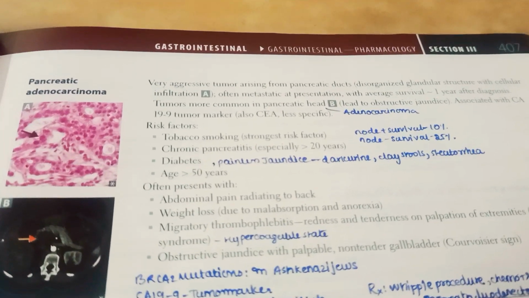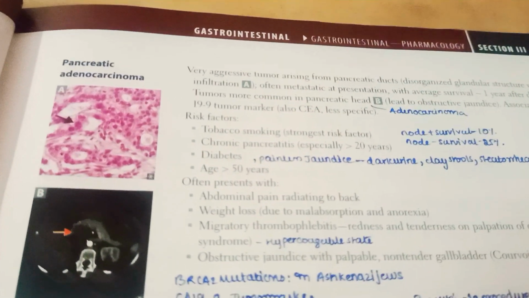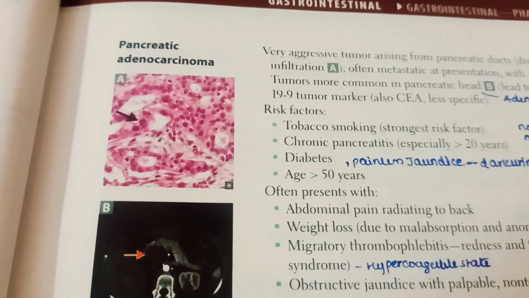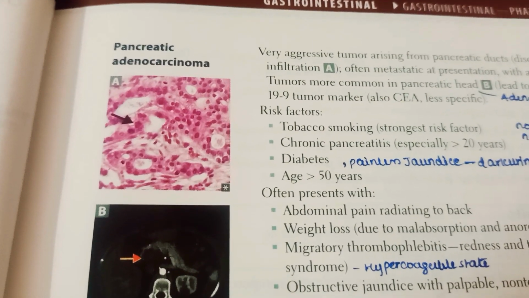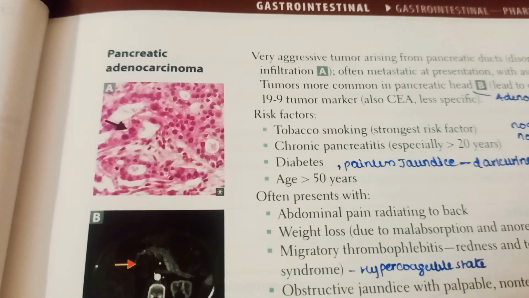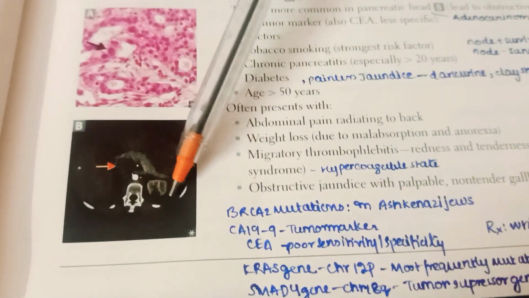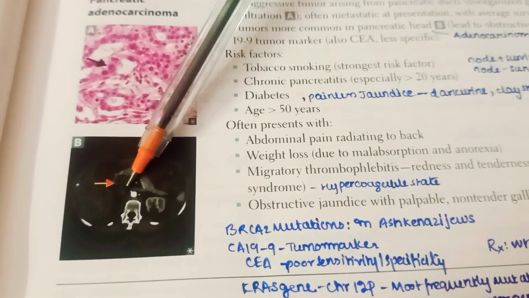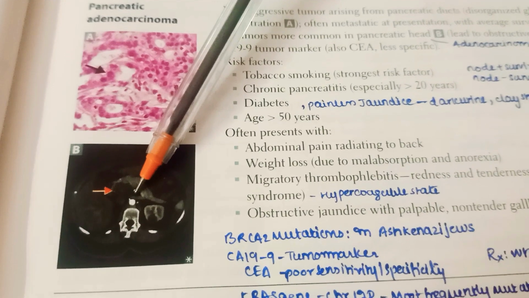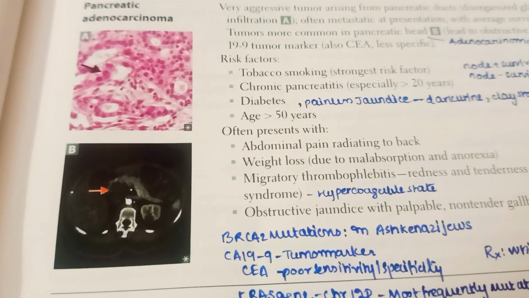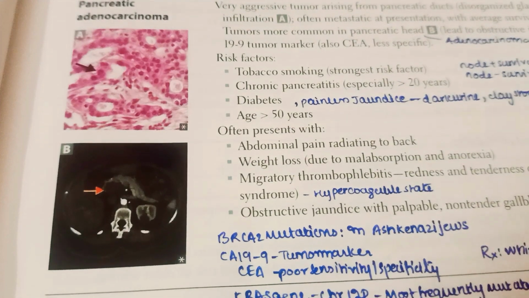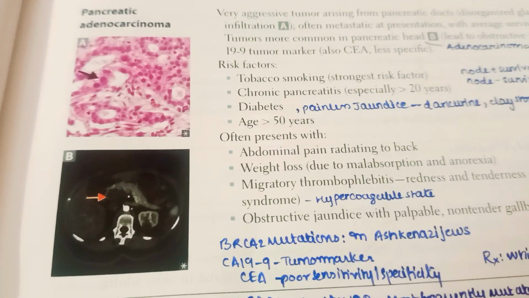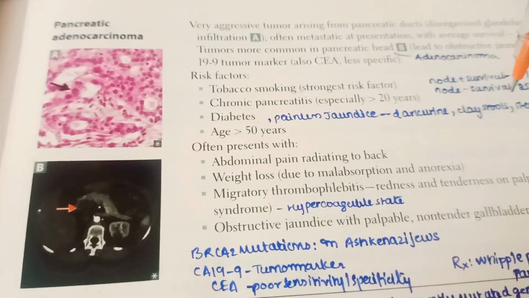It's a very aggressive tumor arising from pancreatic ducts, and that is leading to disorganized glandular structure with cellular infiltration, which you can see here. Okay, and it is often metastatic at presentation. Average survival is 1 year. Tumors are most common in the pancreatic head, you can see. So that is leading to obstructive jaundice, you can understand. This is associated with CA19-9 tumor marker, also CEA. And the risk factors are tobacco smoking, that is the strongest risk factor, and chronic pancreatitis, especially greater than 20 years, diabetes. The painless jaundice is causing dark urine, clay stools, steatorrhea.